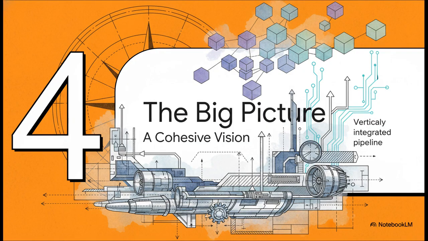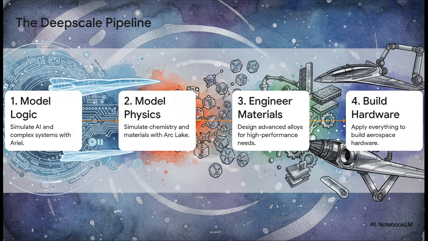And now, finally, we can step back and see the entire blueprint. Radical DeepScale isn't just some random collection of cool software. It is a completely cohesive, vertically integrated pipeline for one of the most advanced fields of engineering on the planet. So here's how the entire process works, from start to finish. You begin in Aerial, where you model the complex AI systems. Then, you hop over to Arc Lake to digitally invent the exact alloys you need to withstand extreme conditions. Then you engineer those materials, and finally, you use all of it to build the actual aerospace hardware.